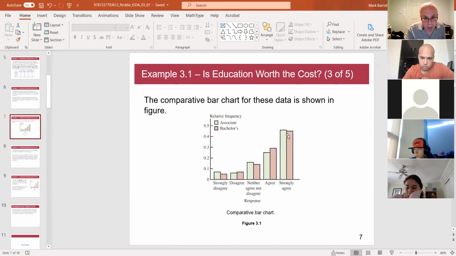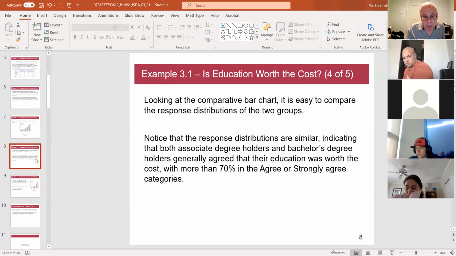Well, you can also tell by the heights, right? The heights are much higher over here on the right than they are on the left. So there are many more people who agree than who disagree, or a greater percentage that agree than disagree. All right, so you can come to conclusions like that. And this is common sense. There's nothing new here that you probably didn't already know.